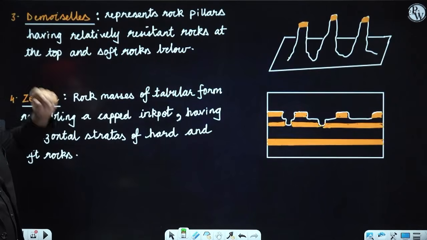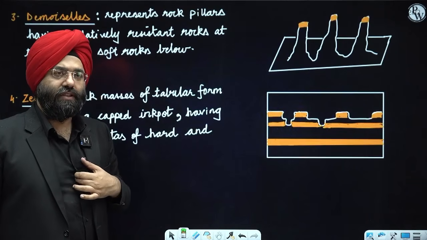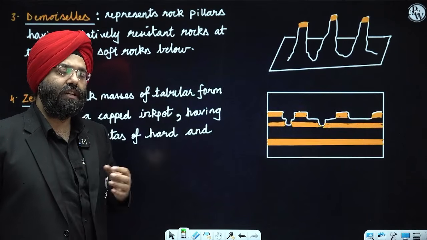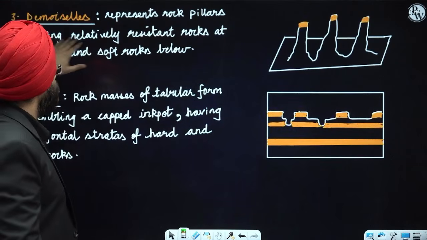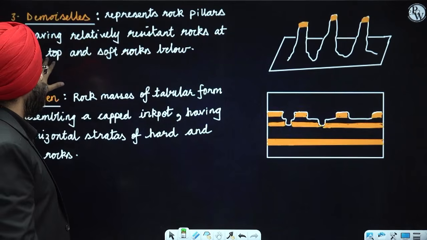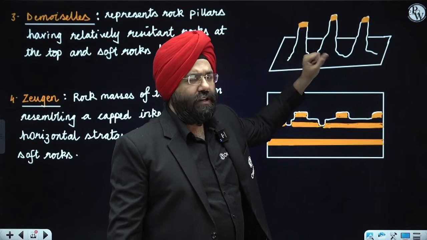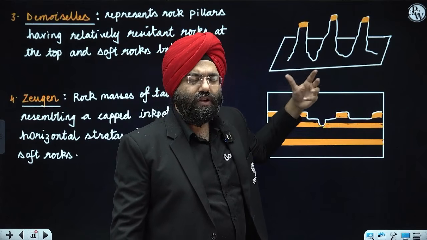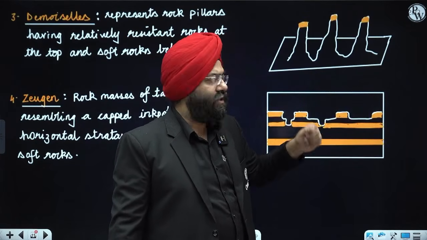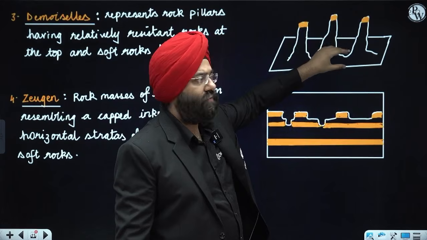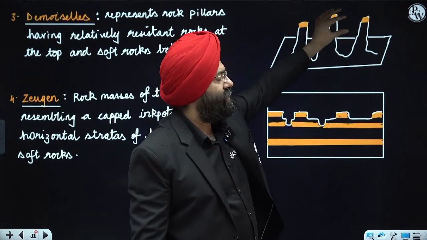Demoiselles. Now, demoiselles again are very interesting features. Whenever you go to certain arid regions, you will come across these features, not necessarily in all parts of the country, depending upon what type of desert it is. Now, they represent rock pillars having relatively resistant rocks at the top and softer rocks below. These types of structures are formed by relatively more erosion of the softer rock, while the harder rock is more resistant. So that is why these structures are formed, where the softer rocks are pillar-like and some hard rock structures are present on the top.